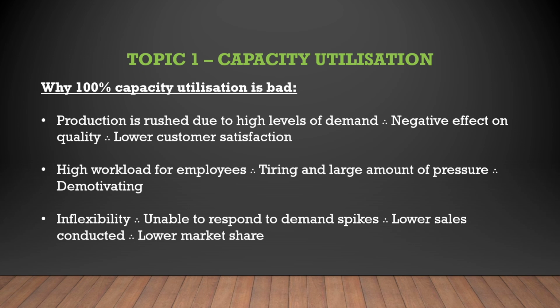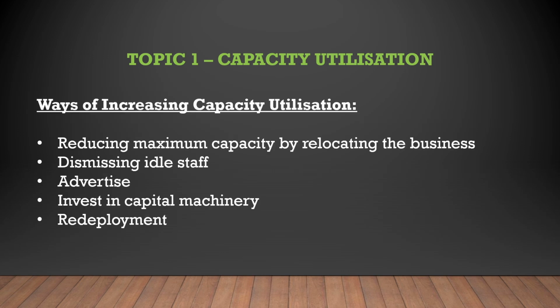Why is 100% capacity utilization bad? Production is rushed due to high levels of demand, possibly a negative effect on quality, and also customer satisfaction. High workload for employees. It could be tiring, a large amount of pressure, and that could be demotivating. Inflexibility, therefore unable to respond to demand spikes. Lower sales could be conducted, and it could lead to lower market share.